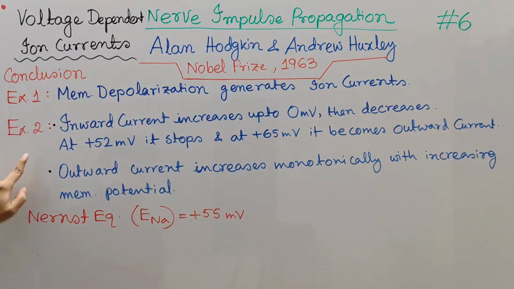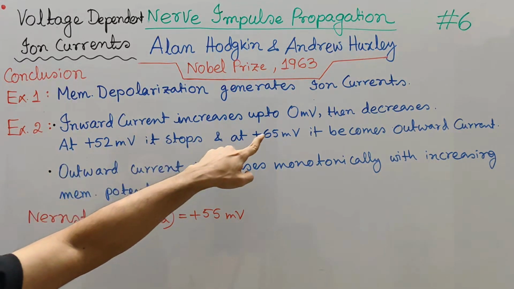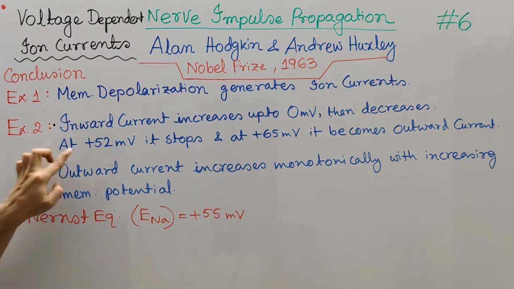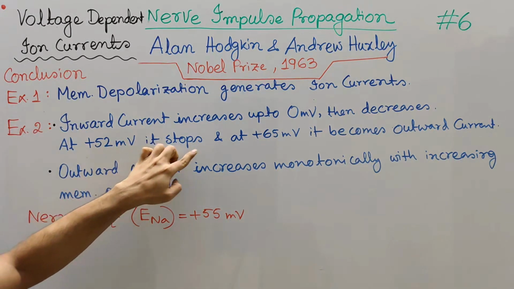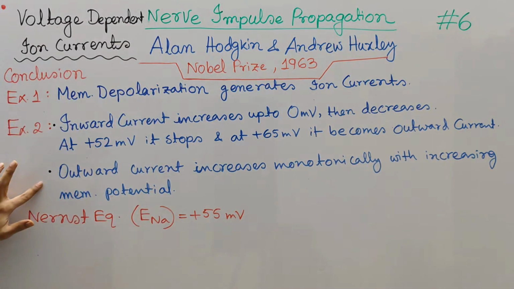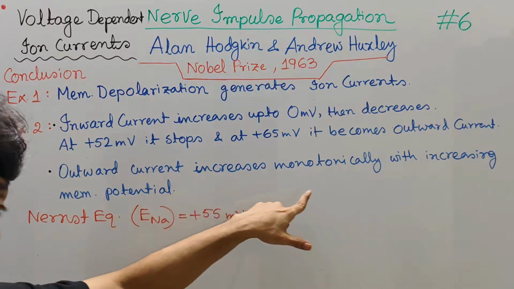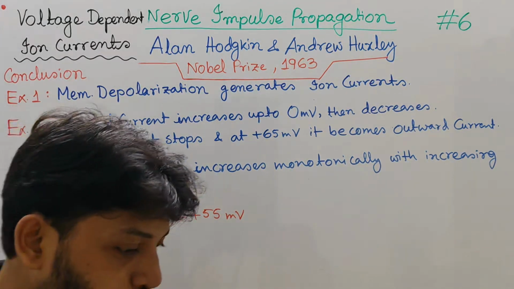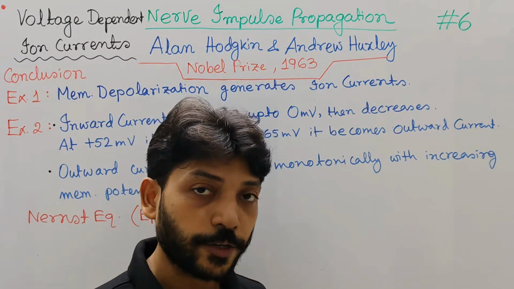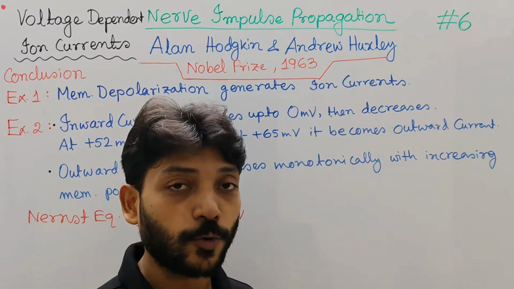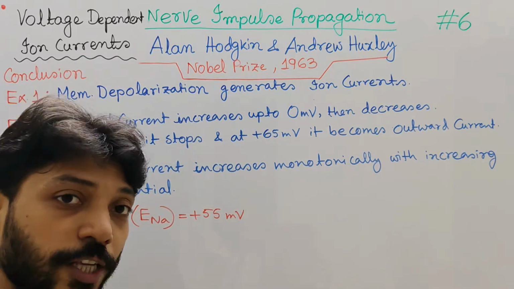Now from experiment 2, they got two conclusions. One is the inward current increases up to 0 millivolt, then decreases. At plus 52 millivolt, this inward current stops, and at 65 millivolt, it becomes outward current. In case of the outward current, it increases monotonically with increasing membrane potential. Now, by this experiment 2, Alan Hodgkin and Andrew Huxley did not know which ions are responsible for the generation of inward and outward current, but one hint they got.